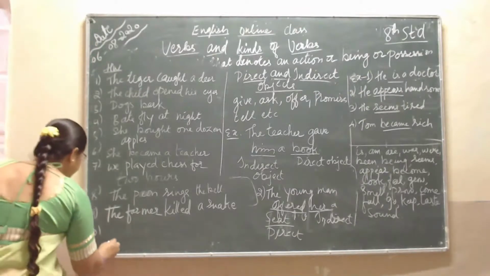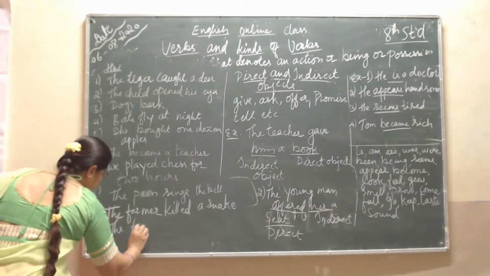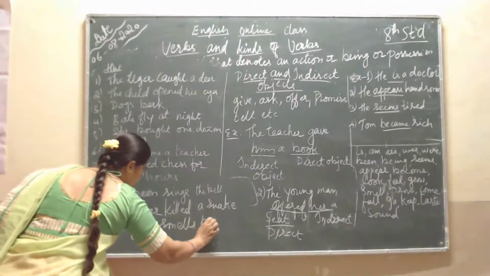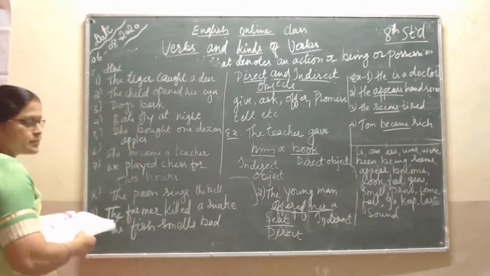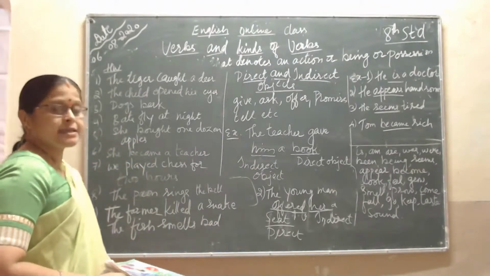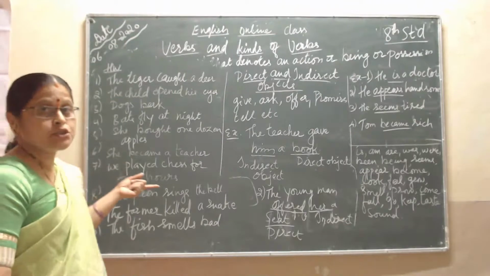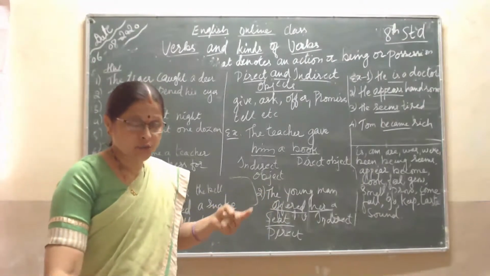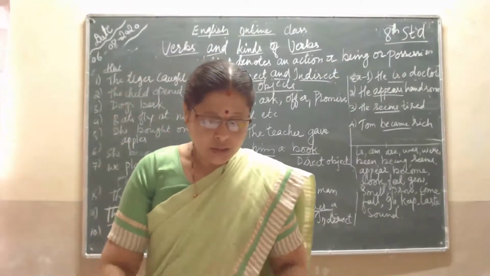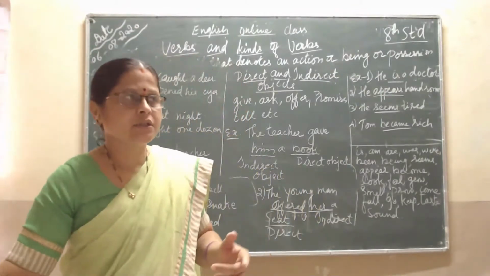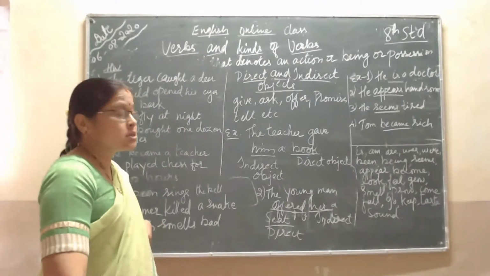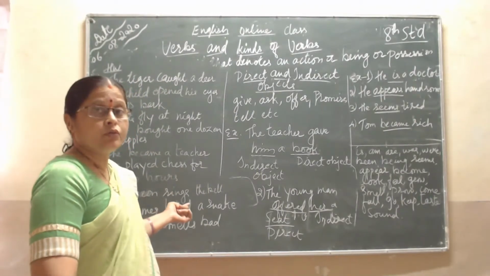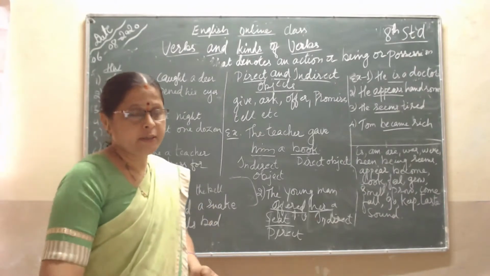The fish smells bad. So these are all the 10 sentences. Just classify them as transitive verbs, intransitive verbs, and link verbs. Okay, students? Be ready with your homework. If you have doubts, please consult the teachers. So this is your homework for tomorrow. Okay?